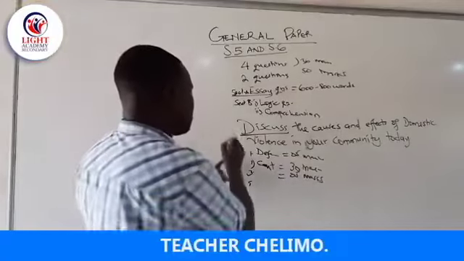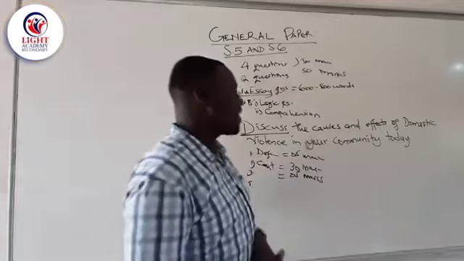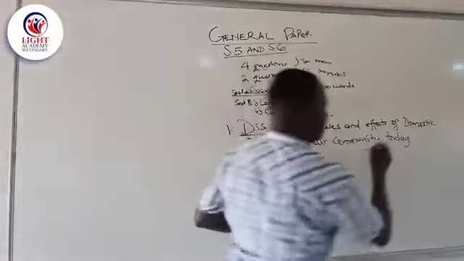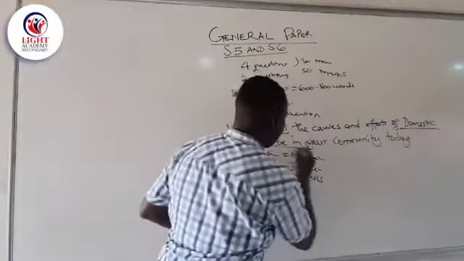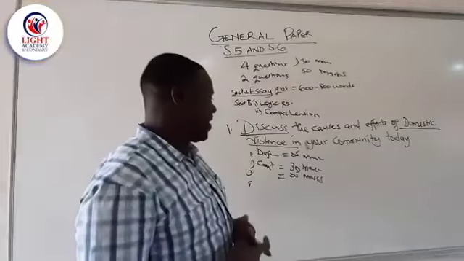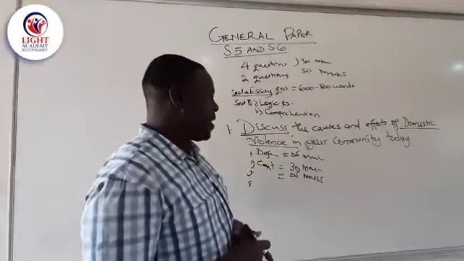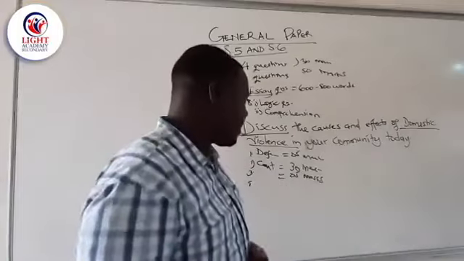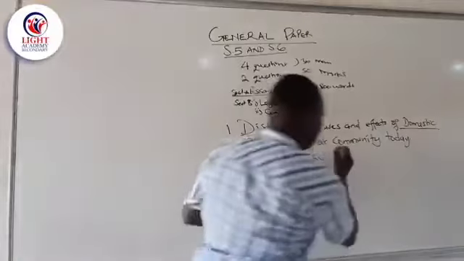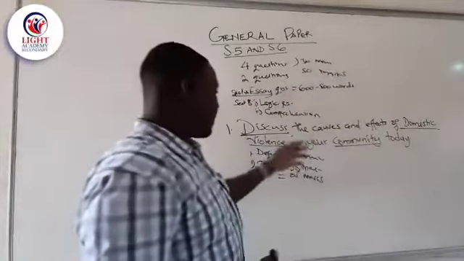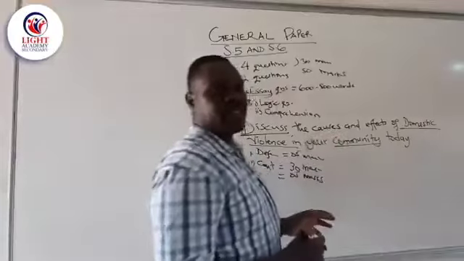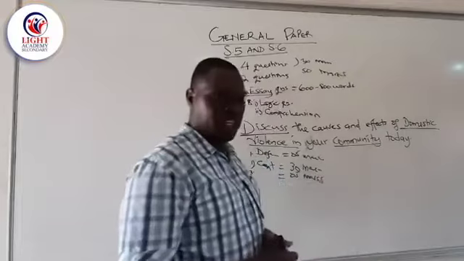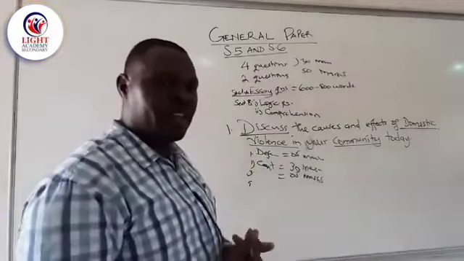Now, when you look at our question here, discuss the causes and effects of domestic violence in your community today. First of all, we need to identify the key concept or the key words from this question here. Domestic violence. Now, can we define what domestic violence is? And what is a community? Look at the two. Domestic violence. What is domestic violence? And later on, look at the community. Can you give examples of domestic violence?